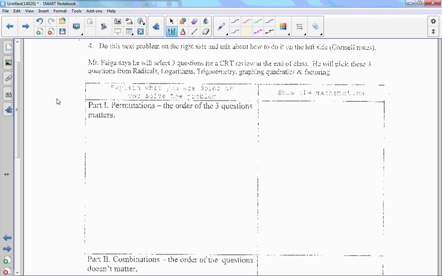Aria, could you read that example starting with Mr. on number 4? Logarithms, you'll learn those next year. Okay, keep going.